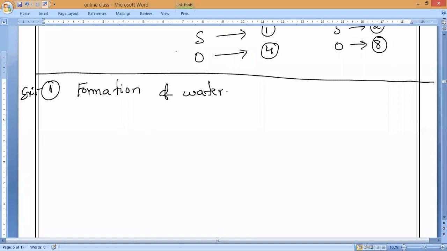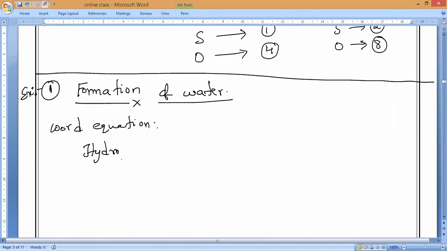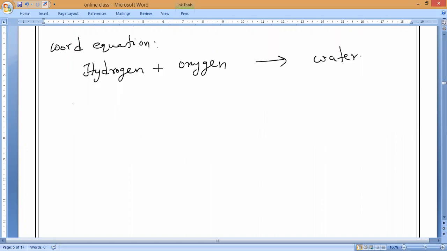So first step, what do you have to write? Somebody is making noise, so write yourself. Formation of water. First step: word equation. What is the word equation? Hydrogen plus oxygen will give you water.